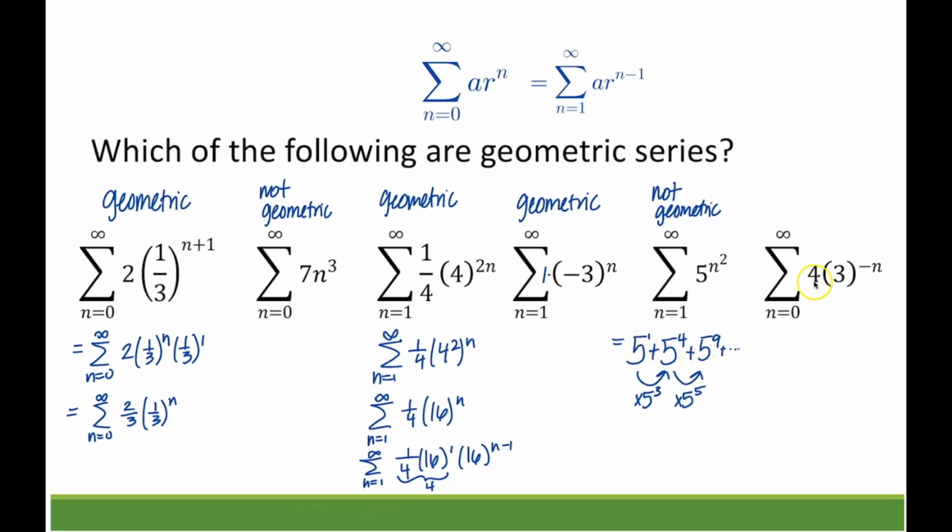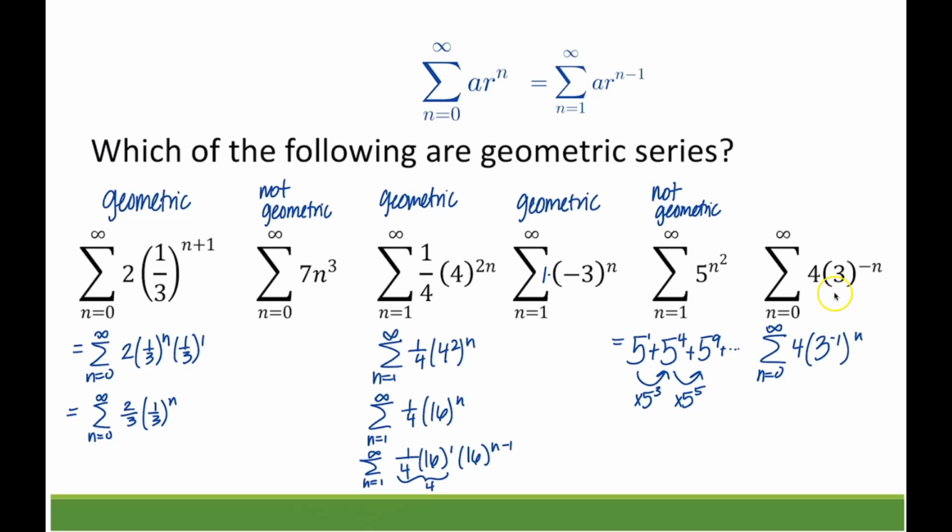And finally, the sum of n equals 0 to infinity of 4 times 3 to the negative n. So I have a number 4, I have a number in the base 3, and then n to the first in the exponent, but I have a negative there. So is this still geometric? Yes, it is. I can think about this as n equals 0 to infinity of 4, and then 3 to the negative 1 times n.